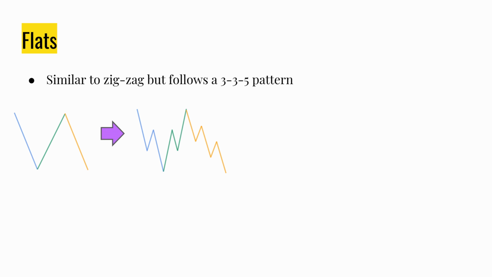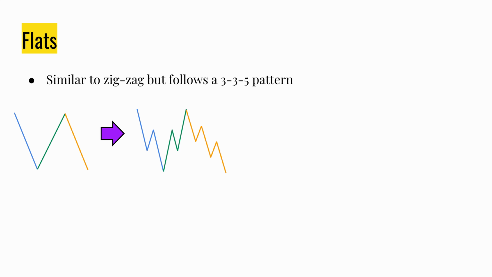Flats are very similar to zigzags, but it follows a 3-3-5 pattern. Here we see that the blue portion is only divided into 3 even though it's following the downtrend. Why is this? This is because there's less selling than what is required to form 5 waves downwards. Therefore, only 3 waves are formed, and it represents that the uptrend is still strong. Many traders consider flats to be more of a period of consolidation rather than a full-on correction.